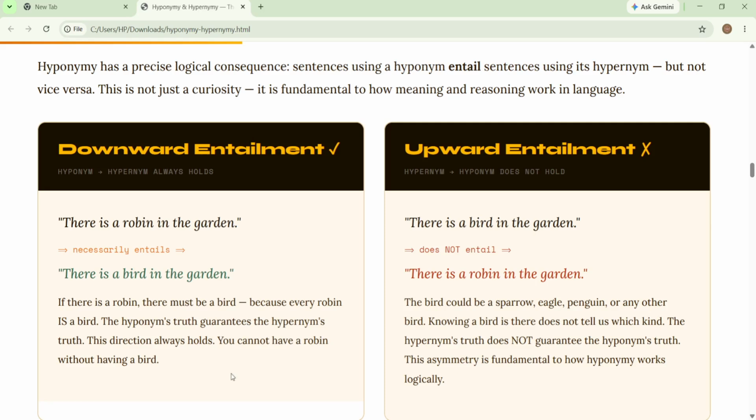This direction always holds: you cannot have a robin without a bird. Whereas with upward entailment, there is a bird in the garden does not entail that there is a robin in the garden. It can be any bird, like eagle, pigeon, owl, crow. So this is what entailment is: a hyponym entails its hypernym, but a hypernym does not entail its hyponym.